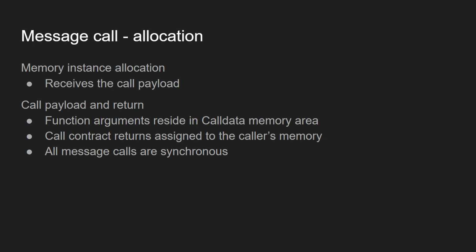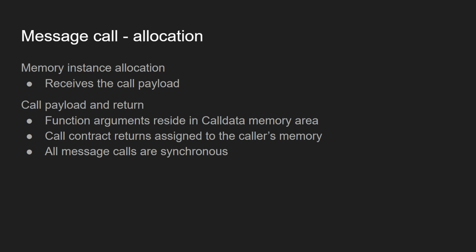Regarding message call allocation, as previously mentioned, each message call gets a part of memory allocated. This allocation lasts for the duration of a message call, and once a message call finishes, the memory instance will disappear. One more thing, the memory instance also receives the call payload. So when we are making a message call and passing in the parameters, this memory instance will accept the parameters, or the call payload in general, and it will store it temporarily, as I said, until the message call completes.